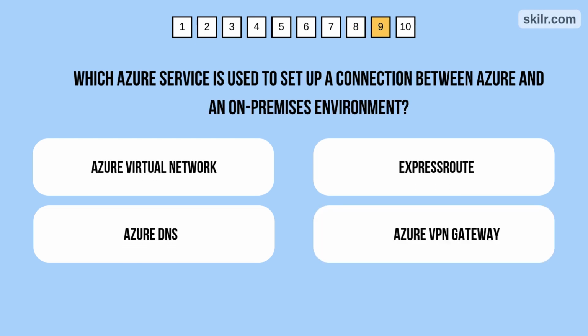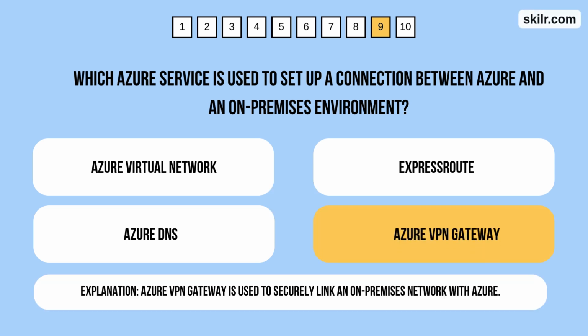Question 9. Which Azure service is used to set up a connection between Azure and an on-premises environment? The answer is Azure VPN Gateway, as Azure VPN Gateway is used to securely link an on-premises network with Azure.